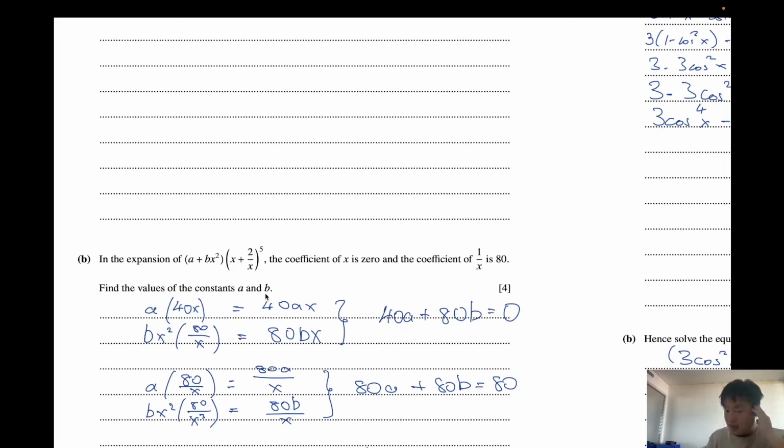If you want to find two missing numbers, you need two equations. Two equations come from where? Simultaneous. Simultaneous comes from where? Taking information given to you and writing equations. See, we got the first equation already. All we've got to do next is what? You can see where it's going. Its coefficient of 1 over x is 80. That's how we're going to get a second equation.